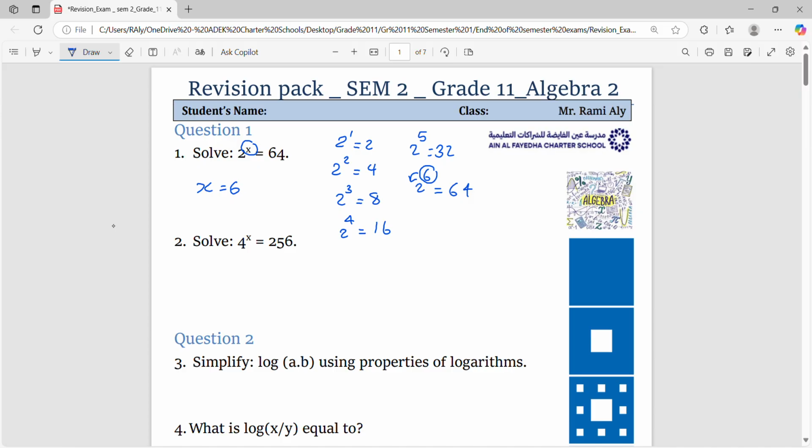If you want to use the direct method, you have to keep this side, 2 to the power of x, without any change, and try to write this number with the same base 2 and check which power of 2 gives me 64. You will find 6, all by using a calculator. But my favorite method is to check what power of 2 gives me 64. Now you can pause the video and try to do this one by yourself.